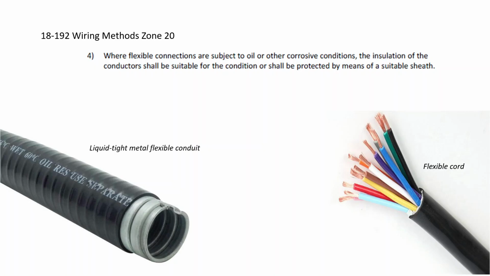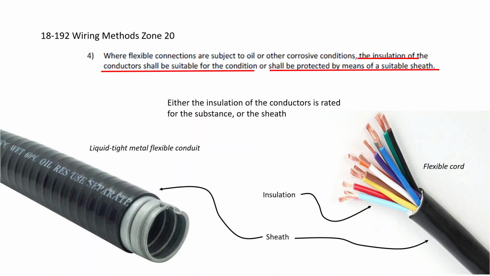Subrule 4, where flexible connections are subject to oil or other corrosive conditions, it says that you need to ensure that the conductors or the sheath is suitable for that. And so that simply means either the insulation is rated for the substance or the sheath. And it's because they're flexible. They don't want that oil to be getting onto the conductor's insulation and eating through it.